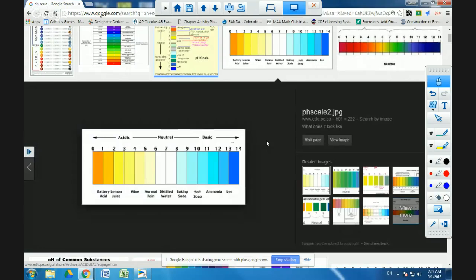Okay, we're studying logarithms, so I wanted to show you one of the applications.